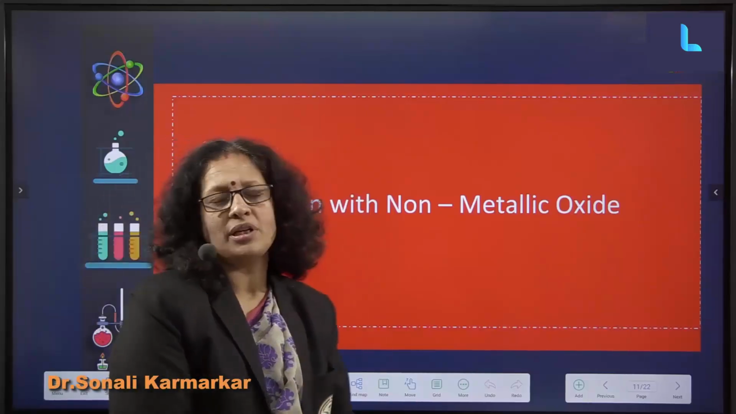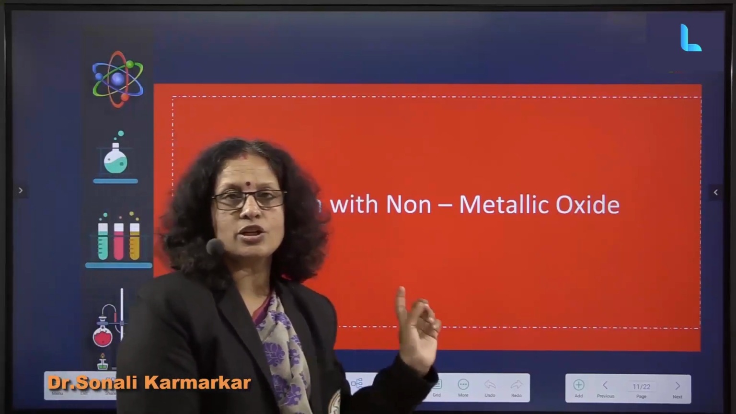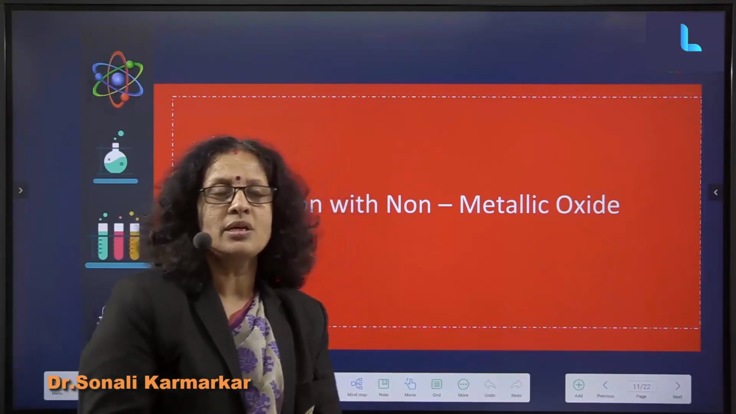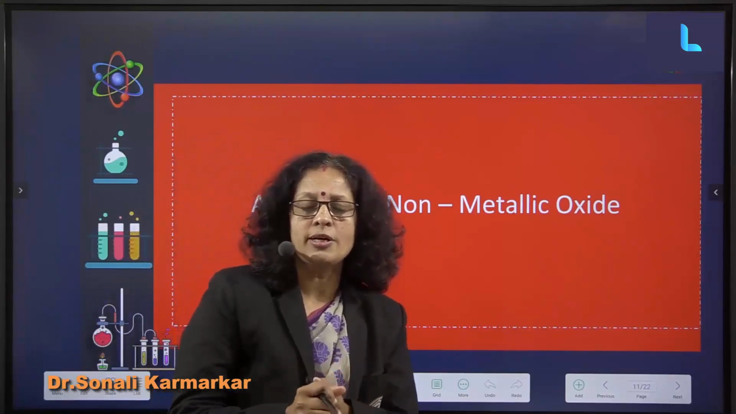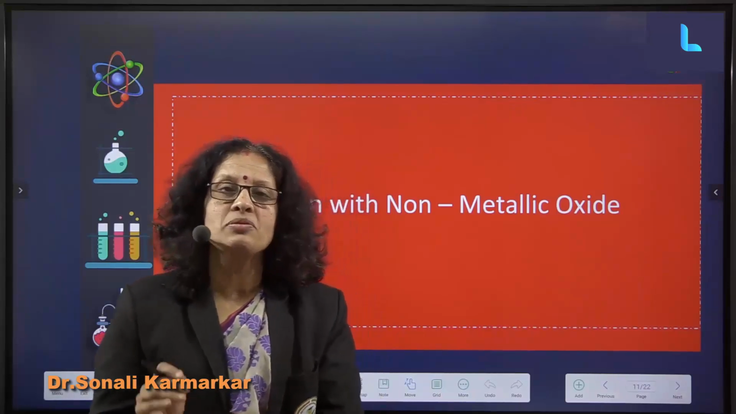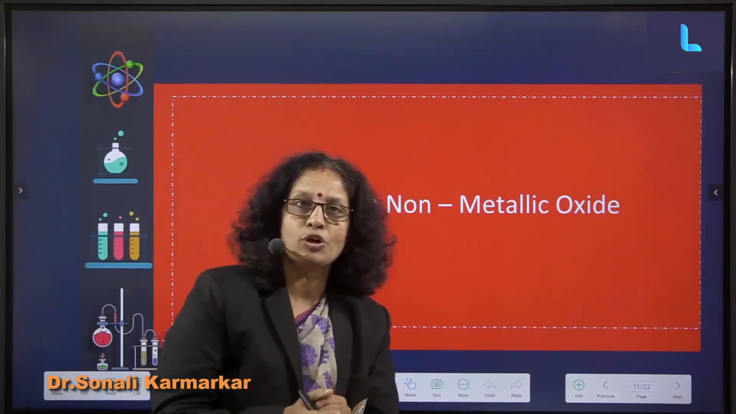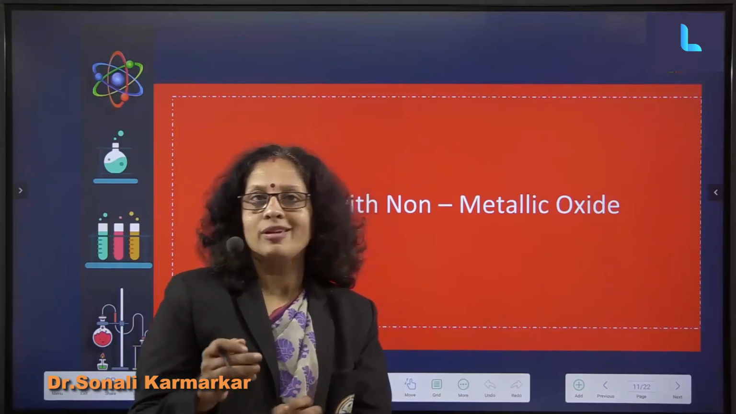Now, action with non-metallic oxide. Right now we have seen action with metallic oxide. What have we observed? Metal oxide reacts with any acid to give salt and water. So that proves our conclusion: metal oxides are basic in nature.